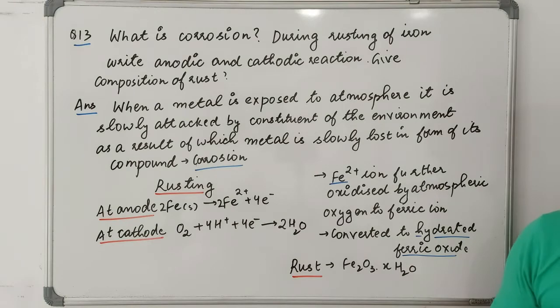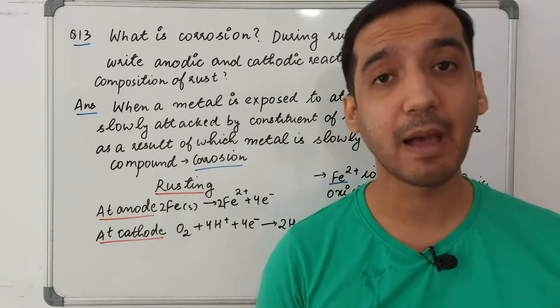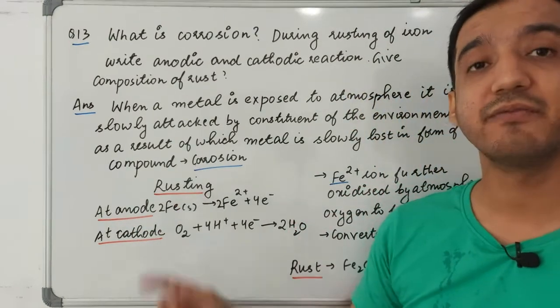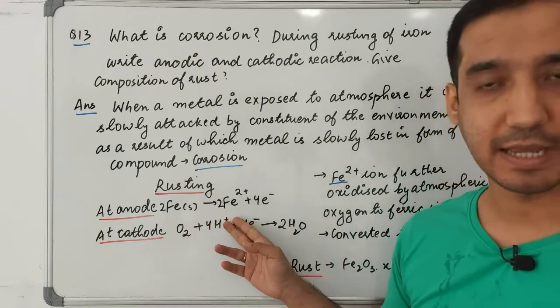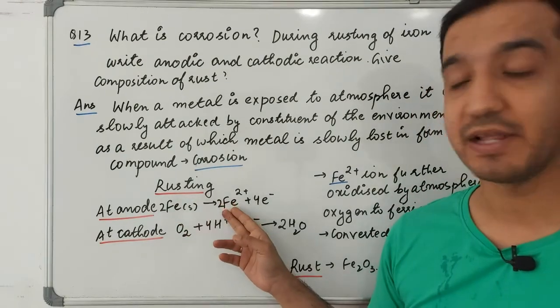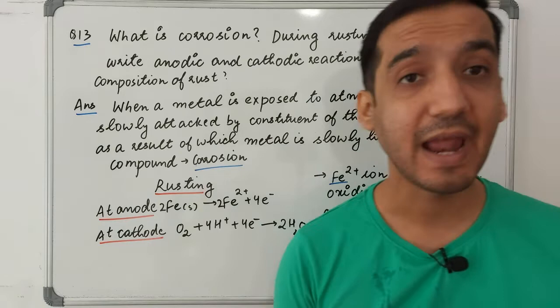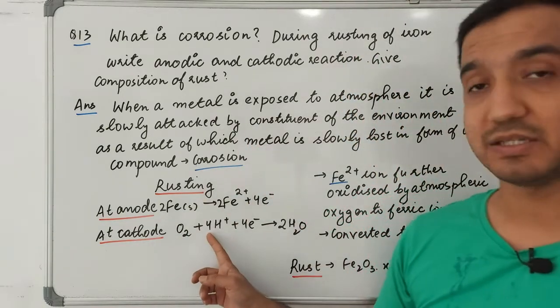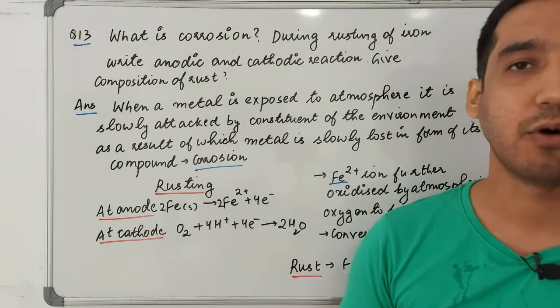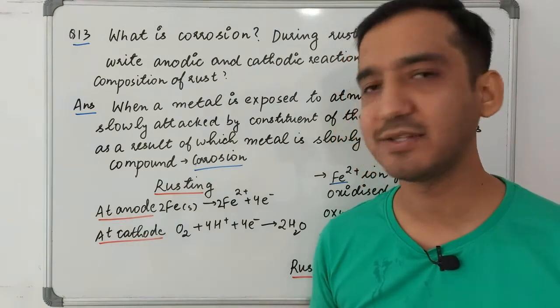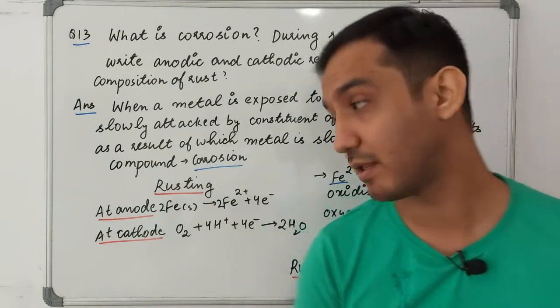Next, we talk about the rusting. During rusting, at the anode, what happens? Suppose you have iron, it will convert into the ferrous ion. So iron will convert into Fe2+, plus 2 electrons are released, and at the cathode, oxygen will react with H+ and 4 electrons, resulting in formation of water. So this is the reaction of the rusting at the anode and cathode.